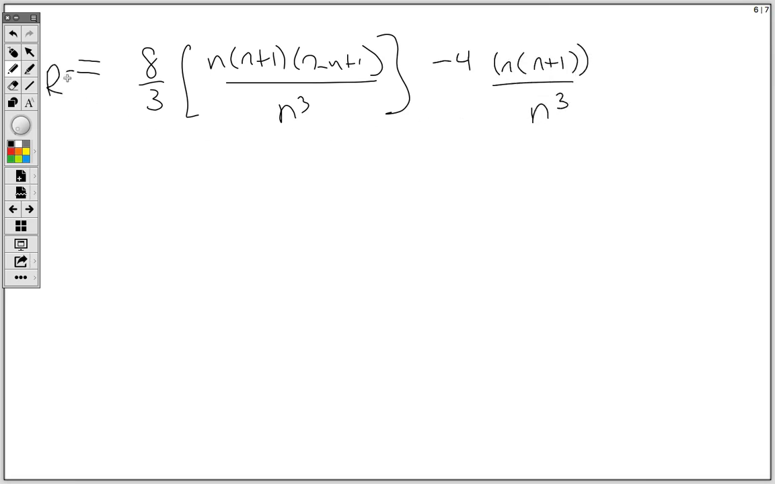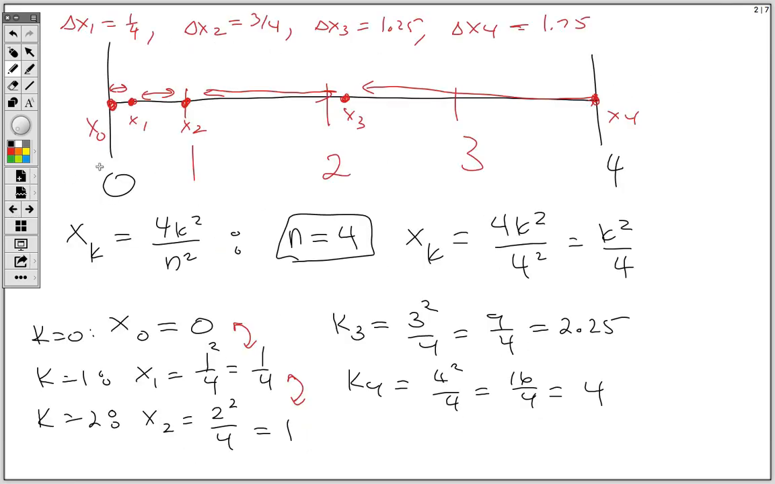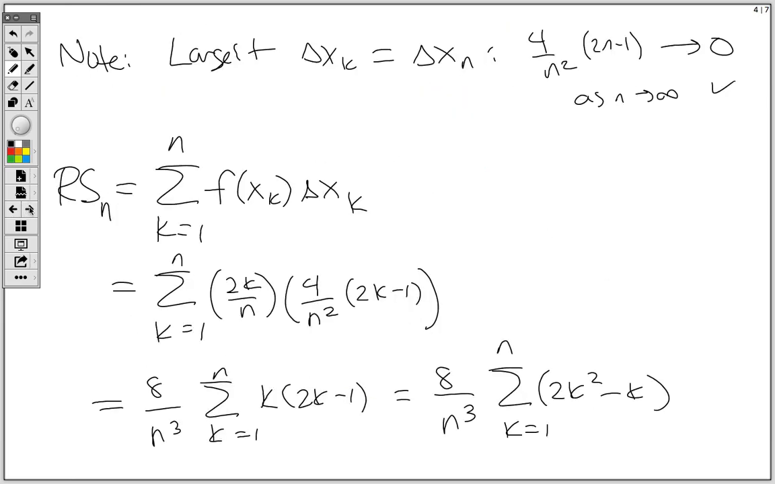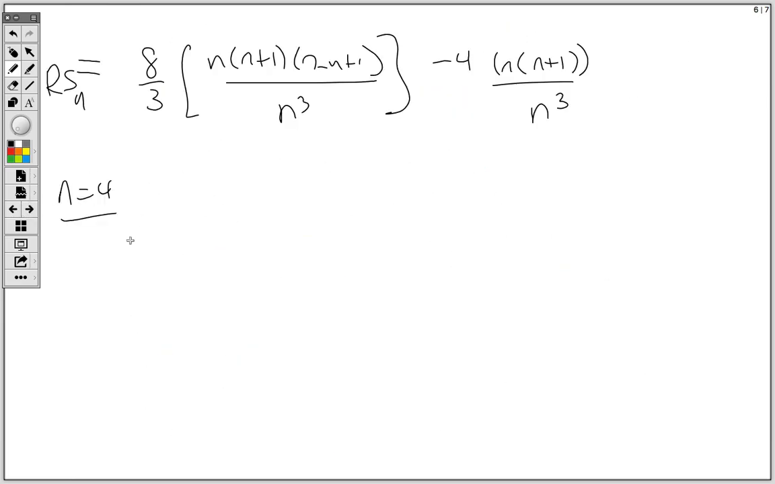All right, so this is my formula for RSn. So for example, if n equals 4, I would plug 4 into this, and that would give me the approximation using this particular partition. I encourage you to go back and check what that is. Now I'm going to take the limit as n goes to infinity of RSn, which is the limit as n goes to infinity of this.